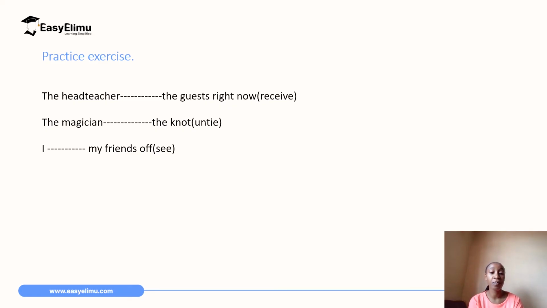And finally, I dash my friends off. The word in brackets is see. The auxiliary, I am, and then the word see ends with a double E, so we add ing to form seeing. So I am seeing my friends off.